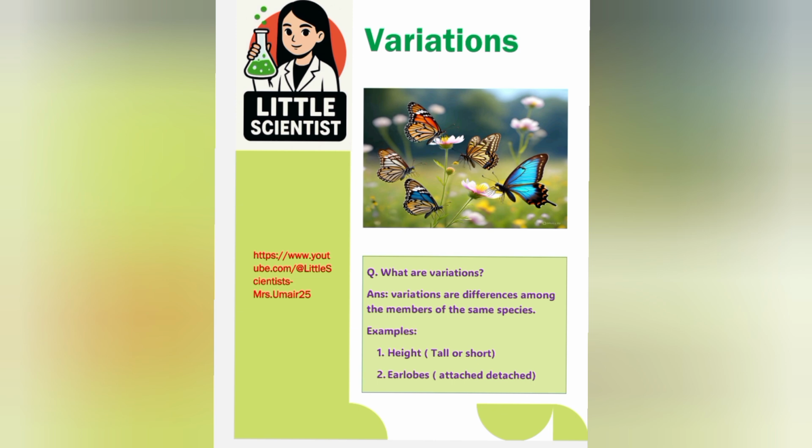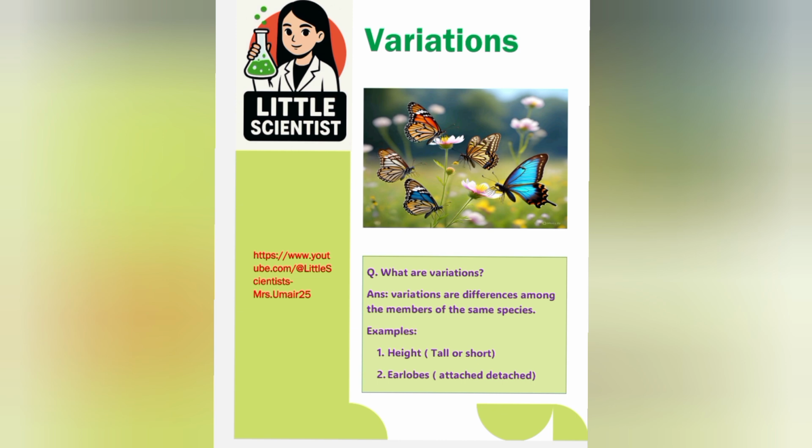First of all, variations. In the picture, you can see different butterflies. All of these butterflies have different color patterns on their wings. So basically, this is variation among butterflies. Let us define what variations are. Variations are differences among the members of the same species. All of the butterflies belong to the same species, but they have different color patterns on their wings.